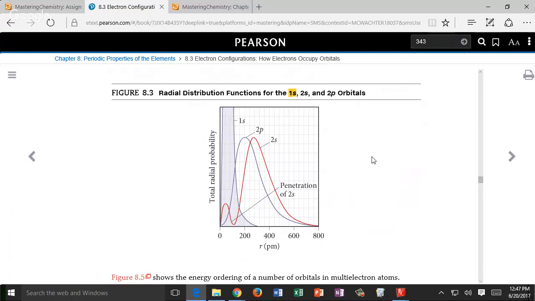But because of that extra penetration of the 2s, the fact that there's a little lobe of the 2s that's way in close to the nucleus, that means that the overall effective nuclear charge of an electron in the 2s is going to be greater than in the 2p. Because on average, it can be a little bit closer to the nucleus.